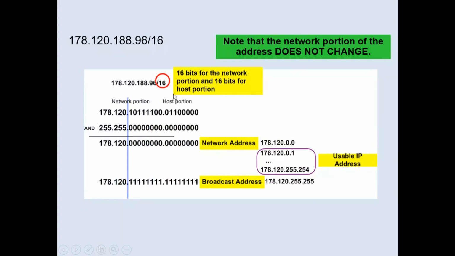And this one being a slash 16, the number of hosts that you can actually give IP addresses to is higher. Okay, so 2 to the power of 16 minus 2. That is how much you can give an IP address to.